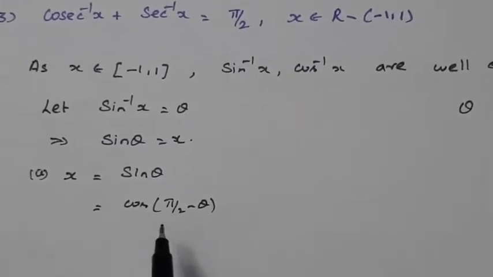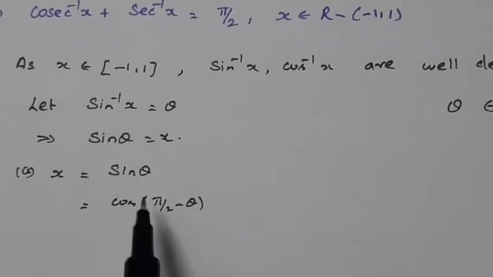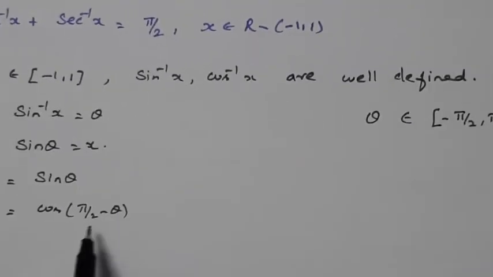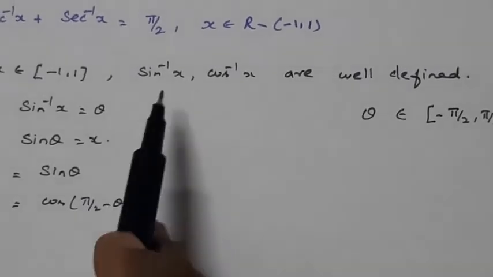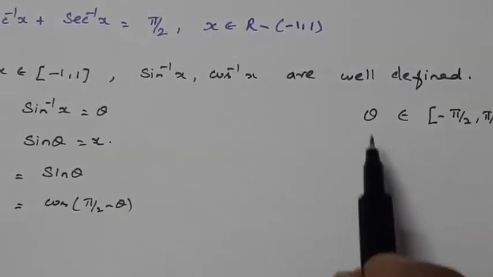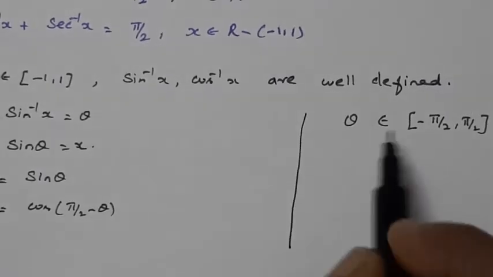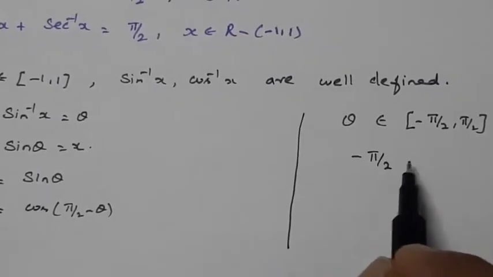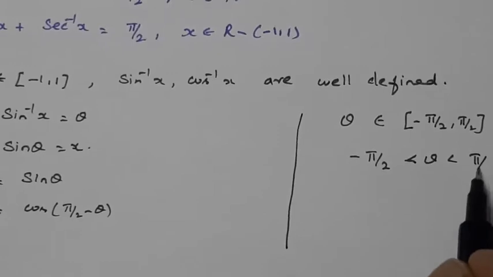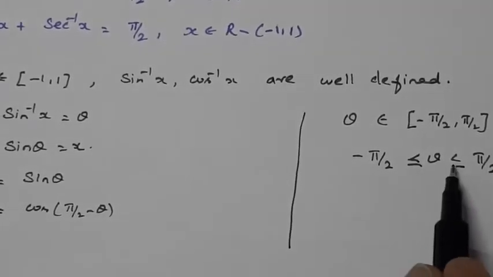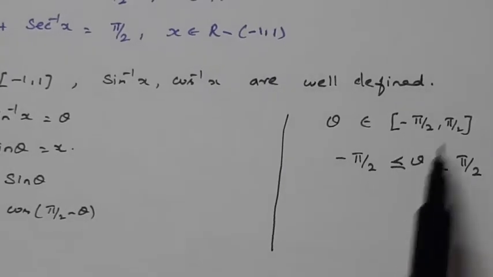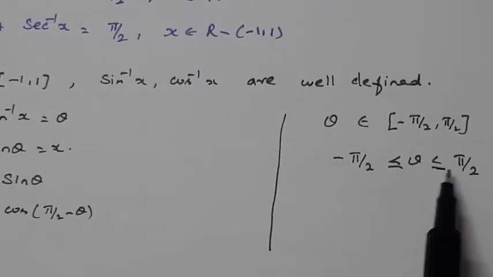Now that means a corresponding angle. For theta lying in this quadrant, pi by 2 minus theta lies in the closed interval 0 to pi, which is the range for cos inverse. Let me explain this also. Here minus pi by 2 less than or equal to theta less than or equal to pi by 2, because it is a closed interval, so you have to put the equal to sign. If it were an open interval, simply the less than symbol would come here.